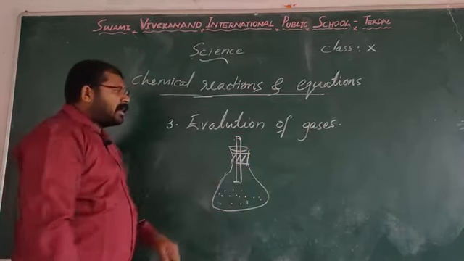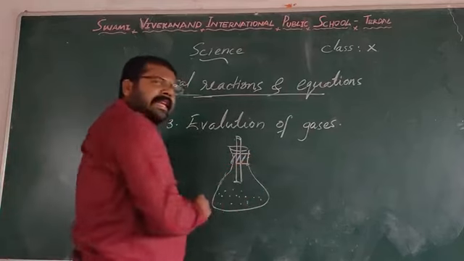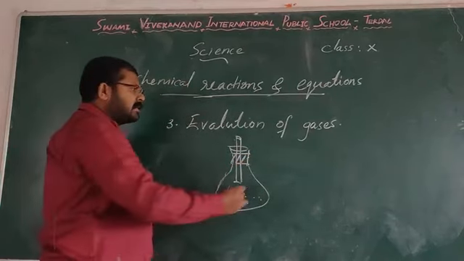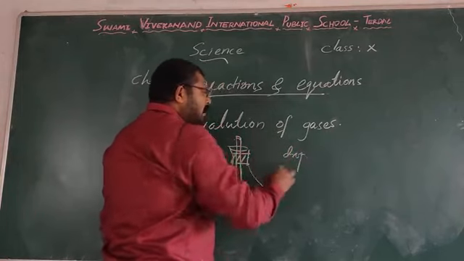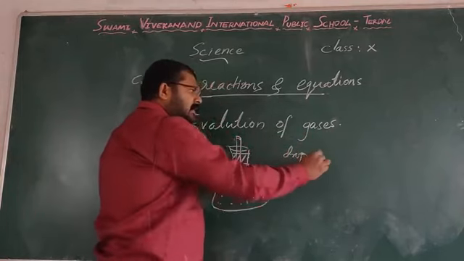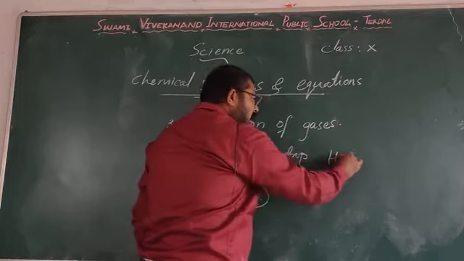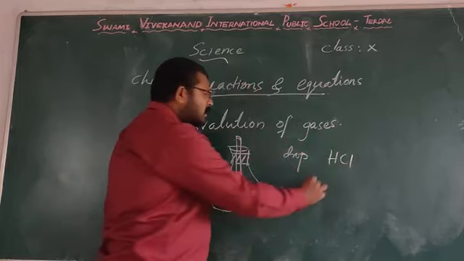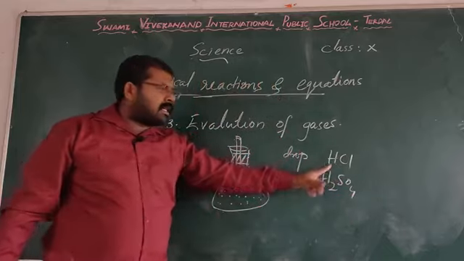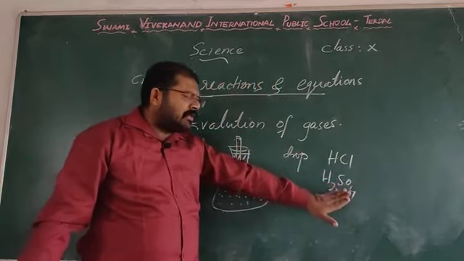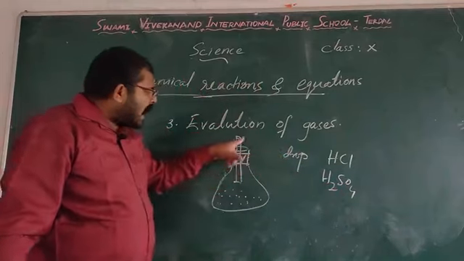In that you have to add sulfuric acid or hydrochloric acid. You have to add it drop by drop. Either you can add HCl, which means hydrochloric acid, or you can add H2SO4, which is sulfuric acid.